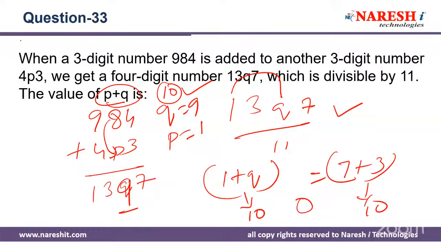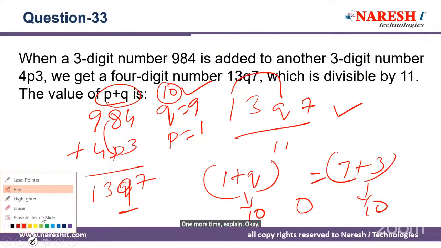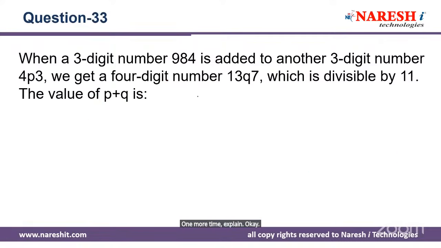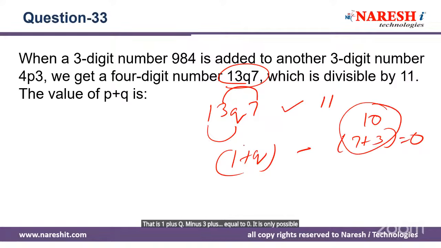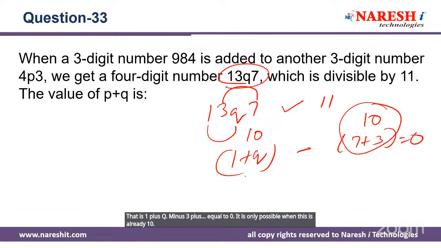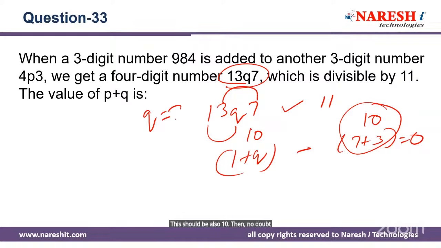One more time explain. Okay. First of all, they told the final sum 13Q7 is divisible by 11. It is only possible when the alternate digit sum, that is 1 plus Q minus 3 plus 7, equal to 0. It is only possible when this is 10, this should also be 10. Then no doubt Q should be 9.